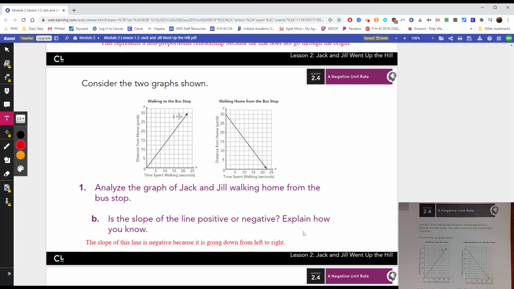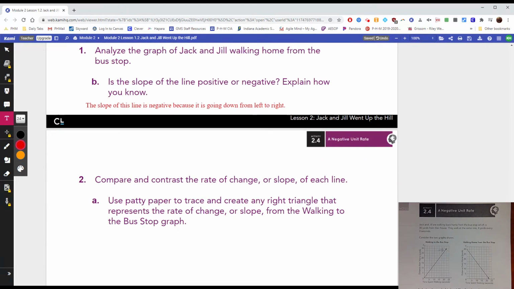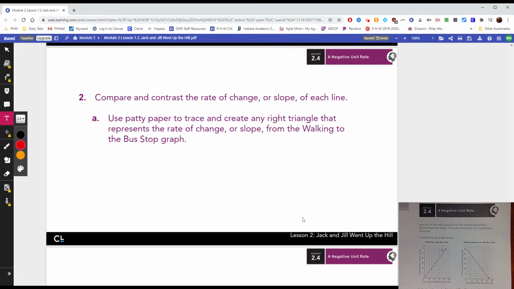All right. So now we're going to move on to page 35. We're going to compare, we're going to contrast the rate of change and the slope of each line. This is where we're going to use patty paper, so have some patty paper out. It says use patty paper to trace and create any right triangle that represents the rate of change or slope from the walking to the bus stop graph. So we're doing the walking to the bus stop graph.